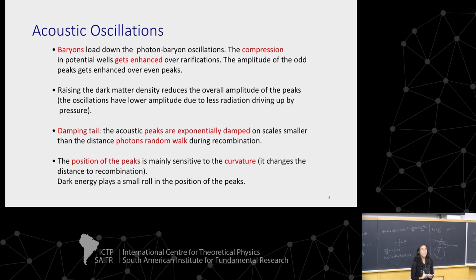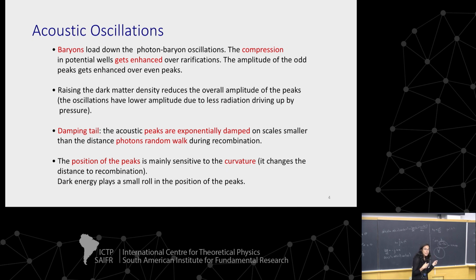What else? What happens if we enhance the amount of dark matter in the universe? Well, if we enhance the dark matter in the universe, this will reduce the overall amplitude of the peaks, okay? Because the oscillations will have less amplitude because there will be less radiation exerting pressure on the photon-baryon fluid.